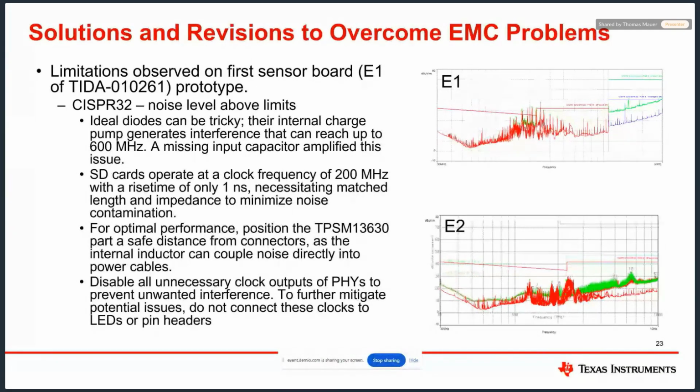And the last item is that we disabled the clock outputs of the PHYs. Typically the PHYs have a clock out in order to daisy chain multiple PHYs. And it's also possible to disable this output in order to reduce unwanted interference.